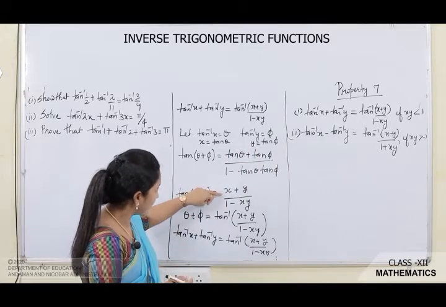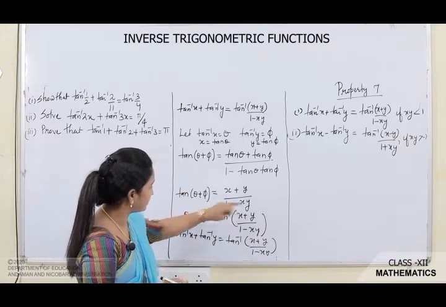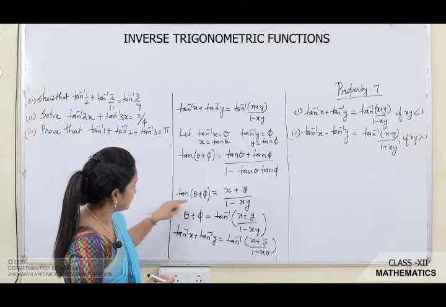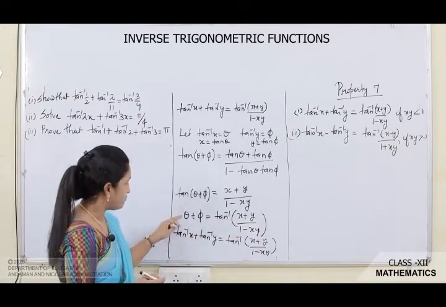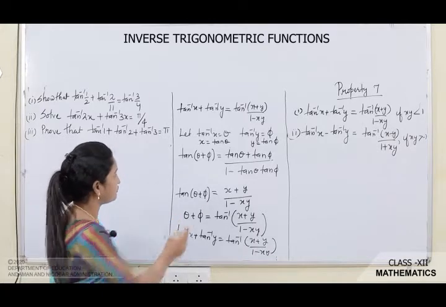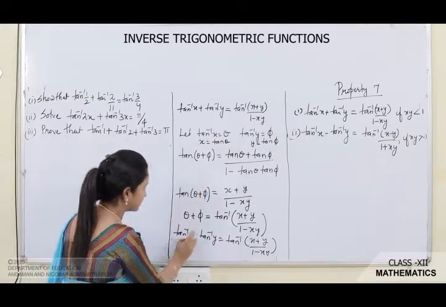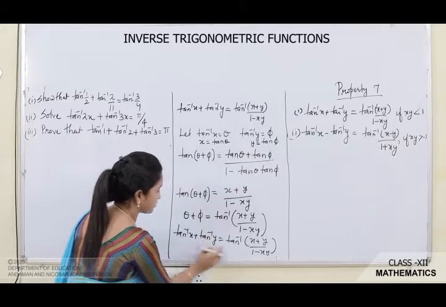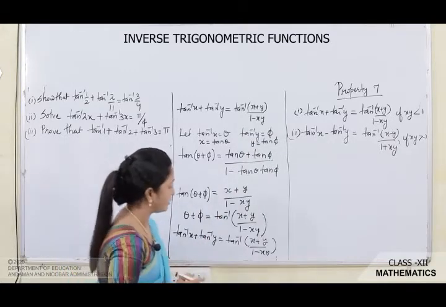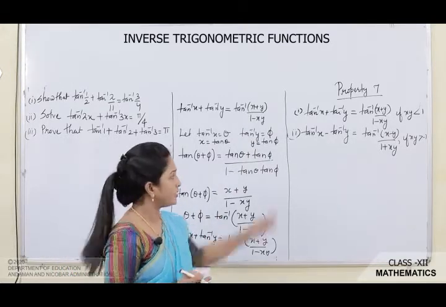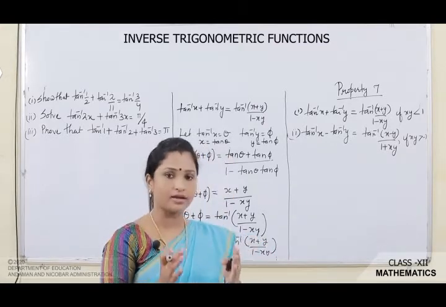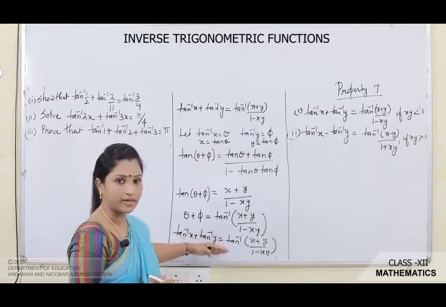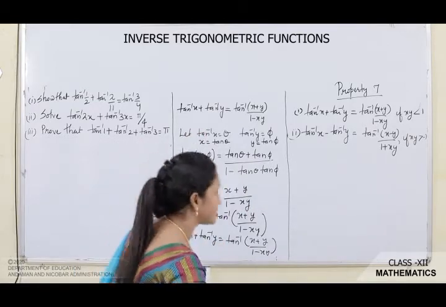So, when you substitute the value, (x plus y) by (1 minus xy), theta plus phi is equal to tan inverse of (x plus y) by (1 minus xy). Finally, substitute the value of theta as tan inverse x and phi as tan inverse y, you are going to get tan inverse of (x plus y) by (1 minus xy). I think you can prove the second by your own. आप second को अपने हिसाब से करिए, इसी तरह करना है जैसे मैंने इसमें आपको बताया है. ठीक है. Now let's see some questions.